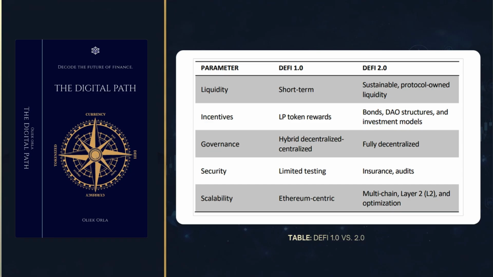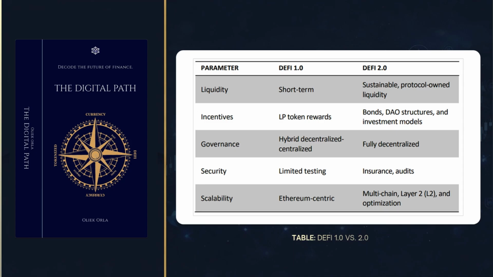The core focus areas of DeFi 2.0: 1. Liquidity mining instability. In DeFi 1.0, users often sold reward tokens immediately, creating downward pressure and weakening protocols. DeFi 2.0 introduces bonding mechanisms and locked staking models, which encourage long-term participation and align incentives between users and protocols.